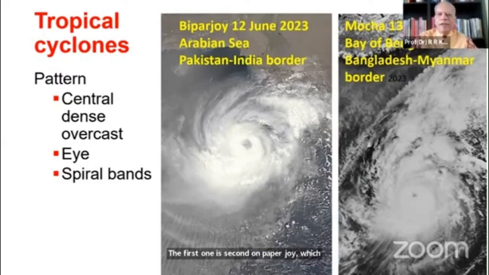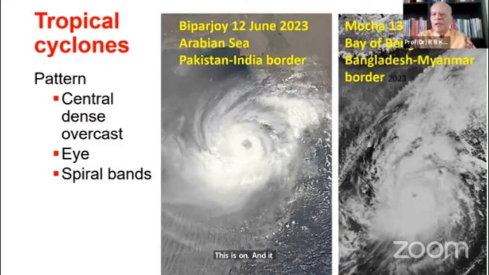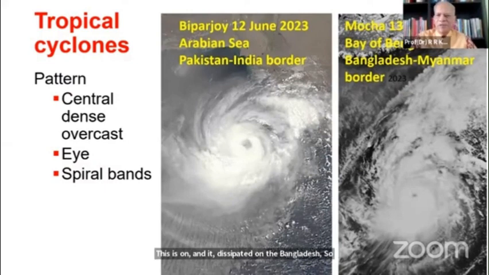This picture was taken, and it fizzled out or made a landfall on the Pakistan-India border. The other one is Cyclone Mocha of 13th May 2023, this year, on the Bay of Bengal, and it dissipated on the Bangladesh-Myanmar border. So this throws a pattern, and the moment you see a pattern in a satellite image, you can immediately say, look, this is a tropical cyclone.